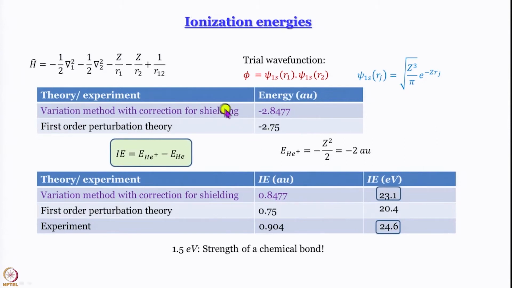Next we said that it makes sense to look at ionization energies, because when we look at ionization energies, the fact that we do not really have an excellent agreement is highlighted a little more. So, we see that the difference between the number that we get using the variation method and the experimental number is about 1.5 electron volt, which is sort of the strength of a chemical bond. So, it is non-trivial, right. So, there is room for doing better.